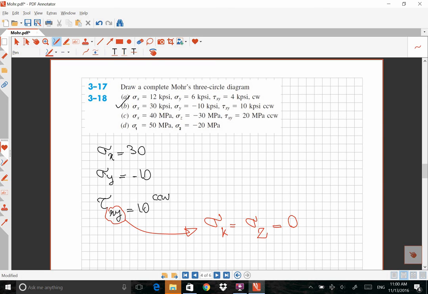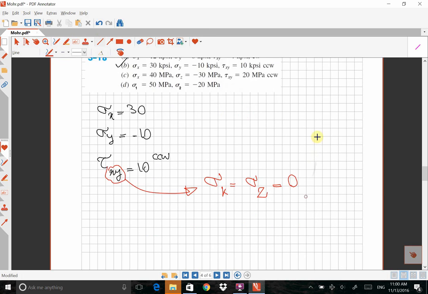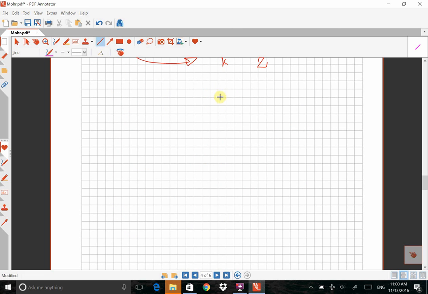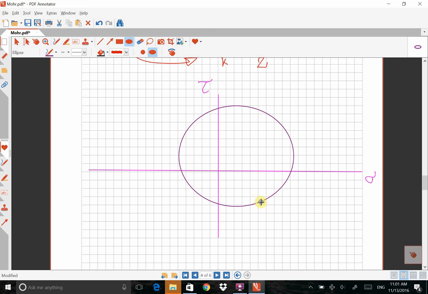Okay, so I'm gonna draw the Mohr circle based on these two numbers, and so this is my normal axis, and this is my shear one. I'm gonna find those 3 points X, Y, and C, and I'm gonna draw my Mohr circle. For example, that's my Mohr circle.